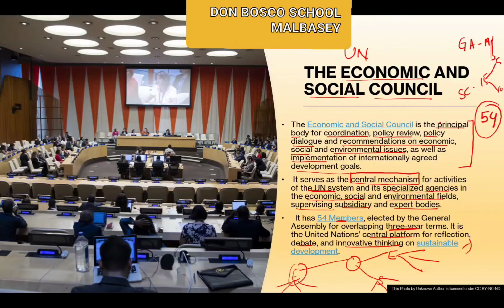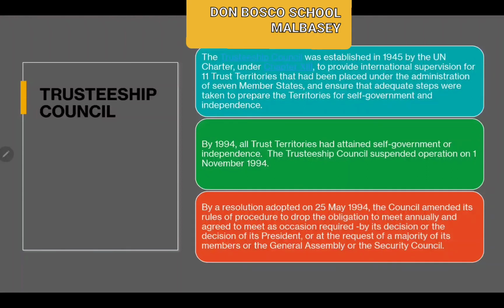What are the main aims, the objectives that they have? The Economic and Social Council acts as a central platform for reflection, where they do debate, they do innovative thinking, and they go for sustainable development, for the peace and security of the world.